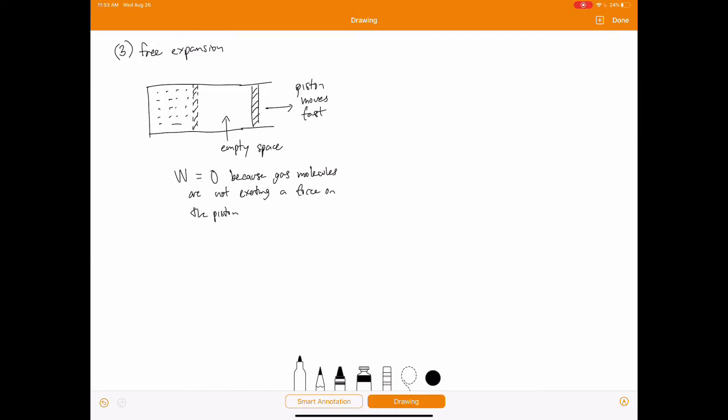Okay, so the piston just moves over here, and then the gas molecules expand into the new volume, but they're never pushing on the piston as it moves. So there's no work being done. Okay, so this would be the forward process.